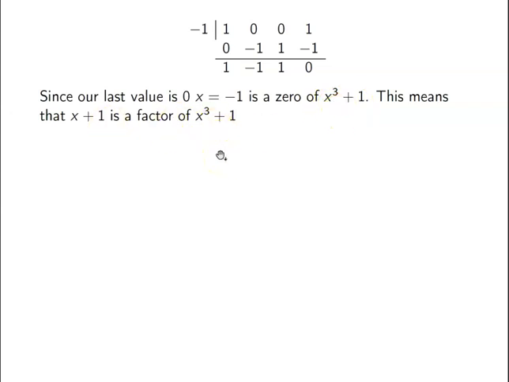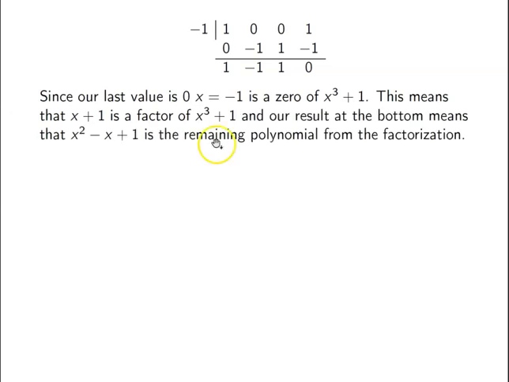Again, look at the review if you need to. Our result at the bottom here, this 1, -1, 1, means that I have x squared minus x plus 1 with 0 remainder as the remaining polynomial from factoring x cubed plus 1 by pulling out a factor of x plus 1.